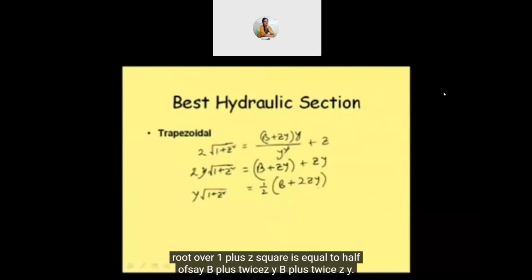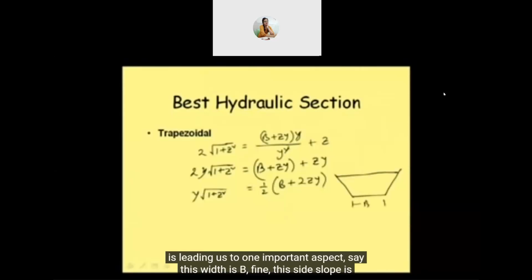B plus twice ZY. Now if I draw the trapezoidal section here, this is leading us to one important aspect. Say this width is B, fine. The side slope is Z, already explained. Now this height is Y, this depth is Y. Fine.